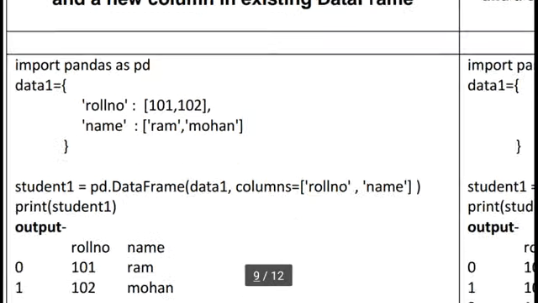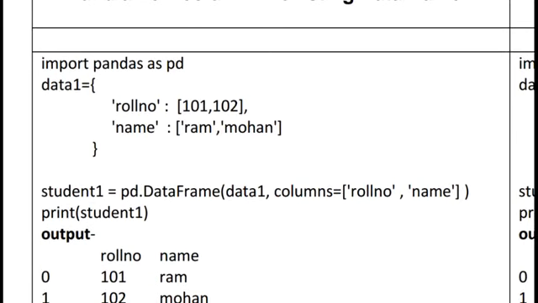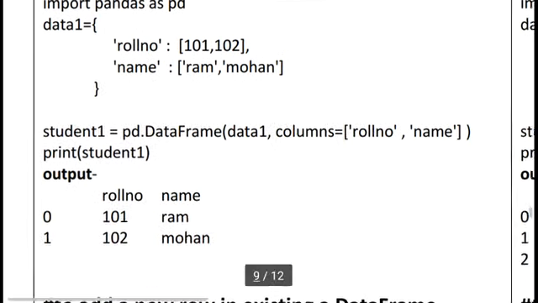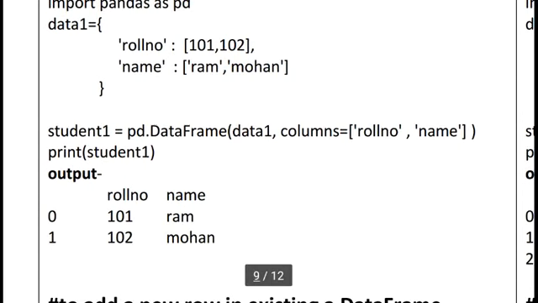Here I am taking a simple table, simple data. In this here I am using a dictionary of list concept to create this data frame. Means in data frame, two columns, roll number and name. Roll number 101, 102, name Ram and Mohan. And this data we convert into pandas data frame.